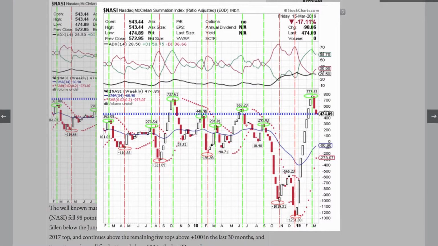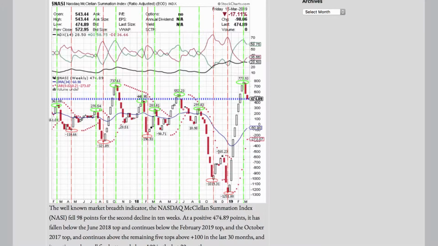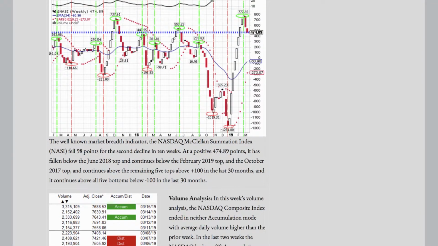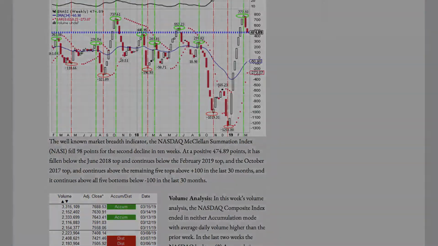The well-known market breadth indicator, the Nasdaq McClellan Summation Index, fell 98 points for the second decline in 10 weeks. At a positive 474.89 points, it has fallen below the June 2018 top and continues below the February 2019 top and the October 2017 top, and continues above the remaining 5 tops above plus 100 in the last 30 months, as well as continuing above all 5 bottoms below minus 100 in the last 30 months.